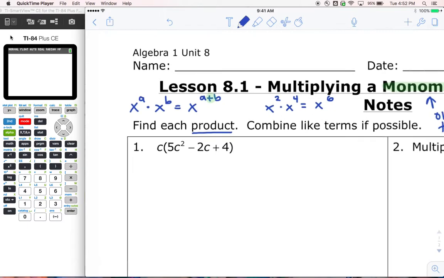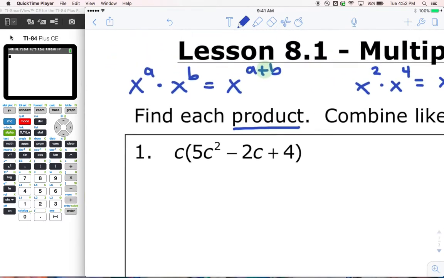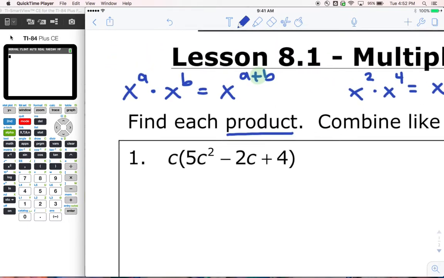Okay, so let's take a look at problem number 1. We've got c. Let's put a 1 in front and let's put a little 1 on the c. So we've got c to the power of 1 times everything in this group. So c is going to multiply each of these items. So 1 times 5 we know is 5. And then c gets a new exponent, right? We take this 1 and this 2 and we add them and we get c to the power of 3.